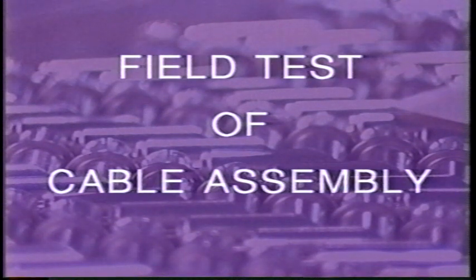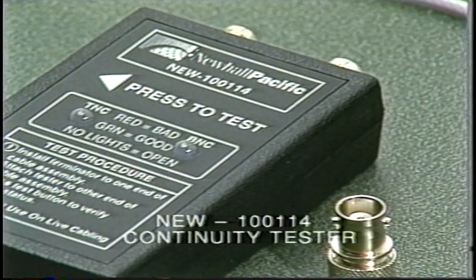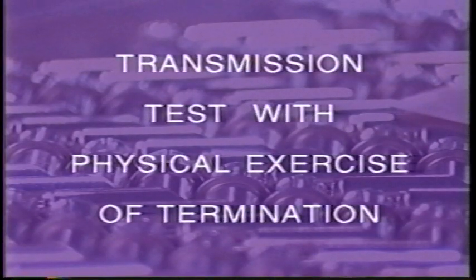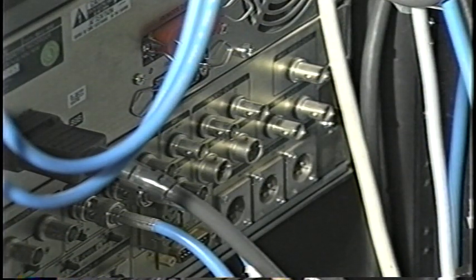Traditionally, field testing of a cable assembly consists of checking for continuity or shorts. This can be accomplished using the NEW 100-114 continuity tester. It is strongly recommended that installers perform a transmission test along with a physical exercise of the finished termination. Intermittent cable terminations have been a significant cause of service outages in the transmission network. The time to find intermittents is before service is applied. They can be repaired while the installer is still on premise.